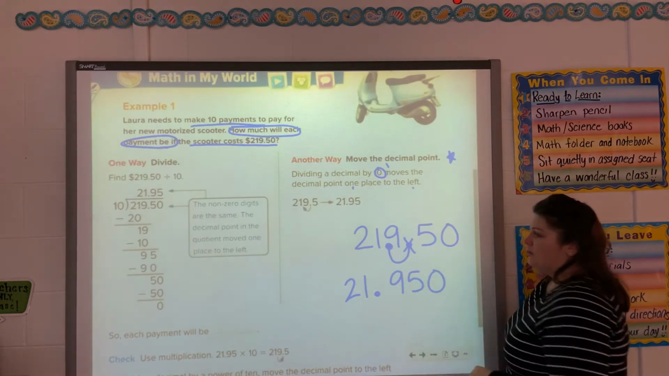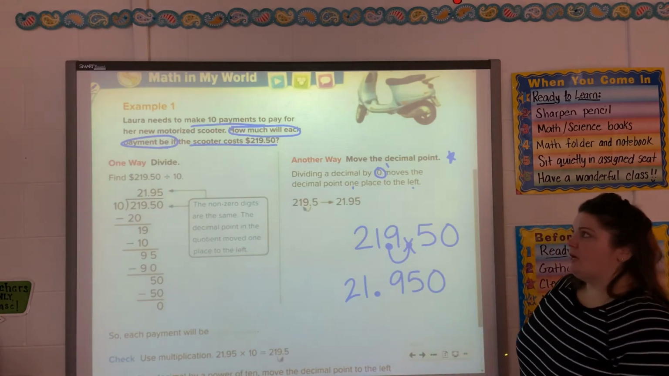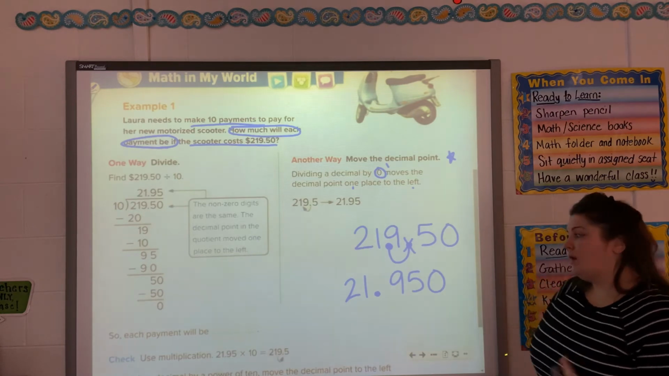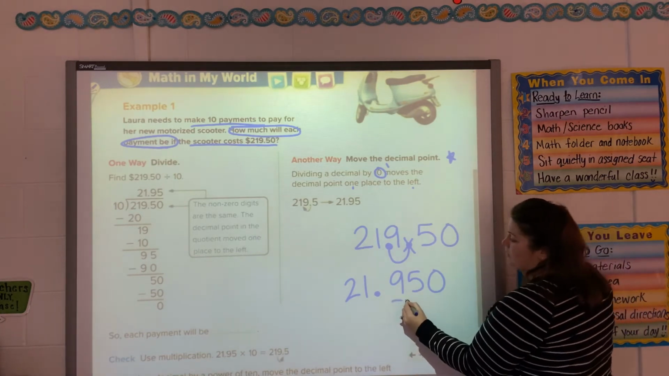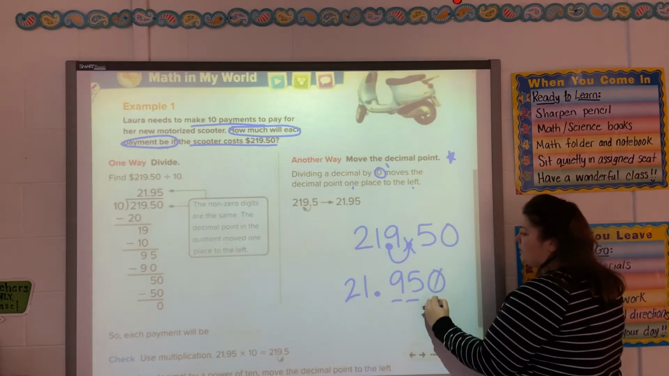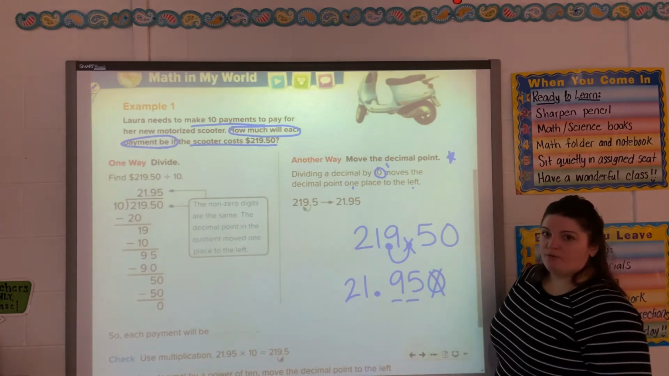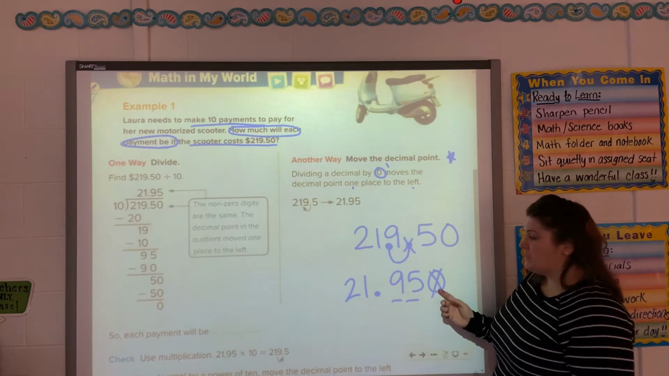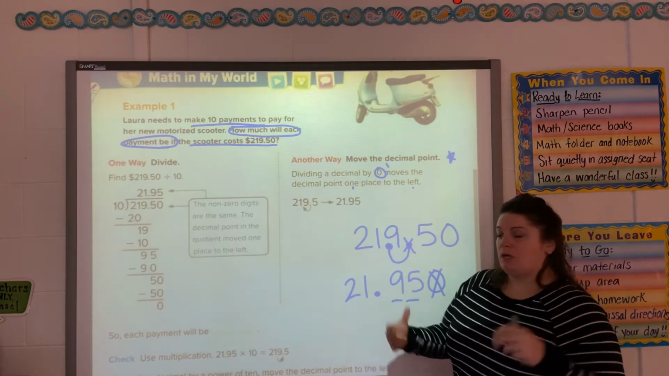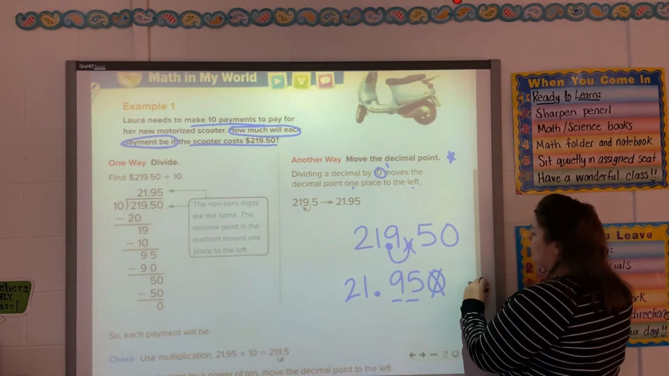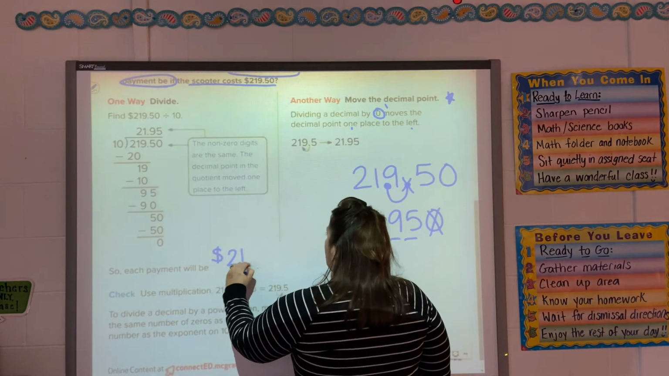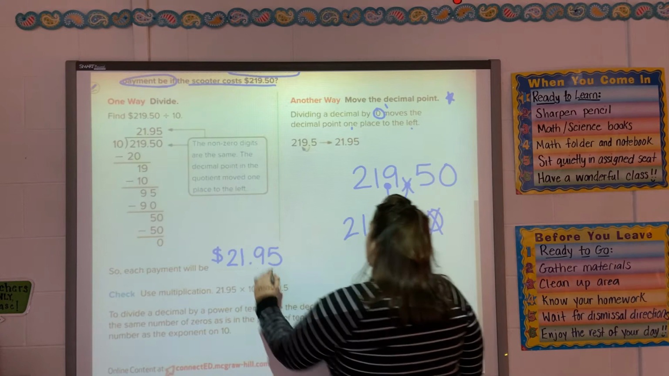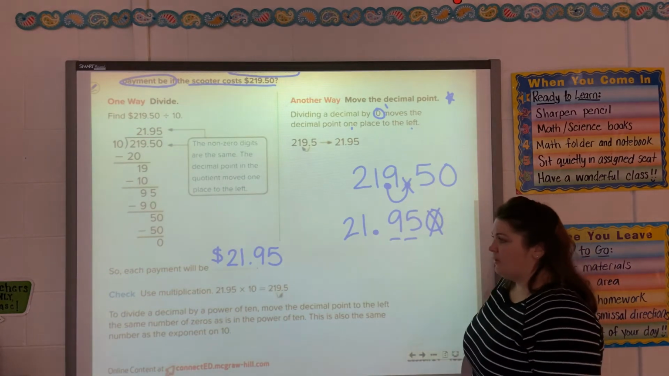950. Now this question asked about money, and when we have money, we typically write it to the hundredths place: tenths, hundredths. This 0 can fall off. It doesn't really have any value because it's not in between other digits that are not 0. So we would write our answer with money, with a dollar sign. Each payment will be $21.95.